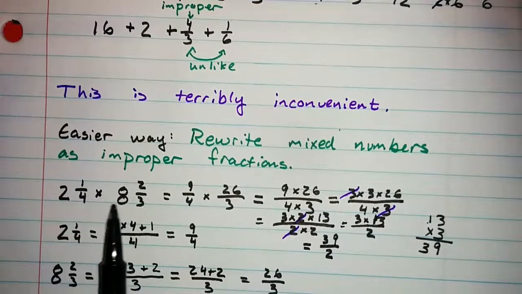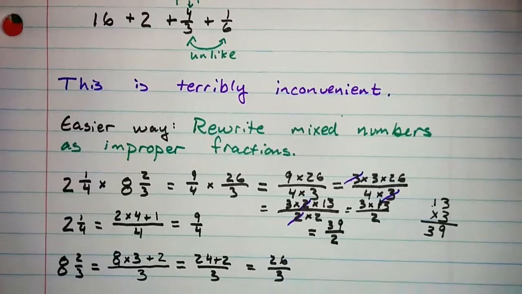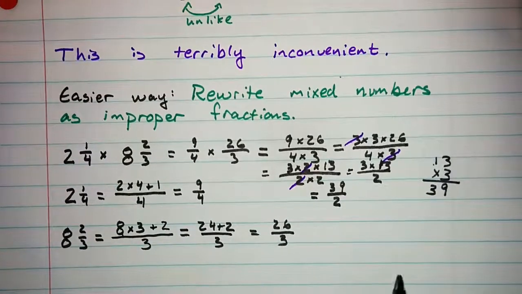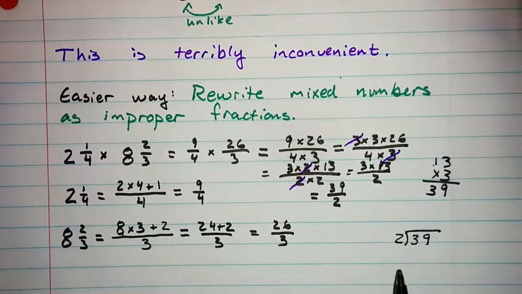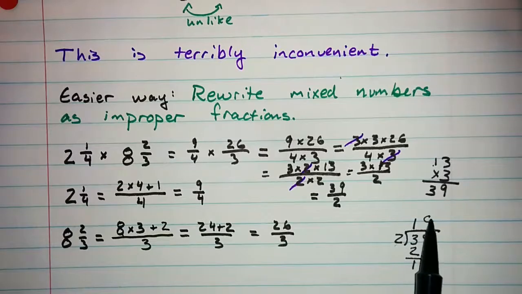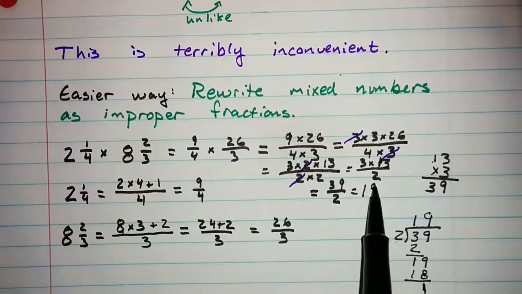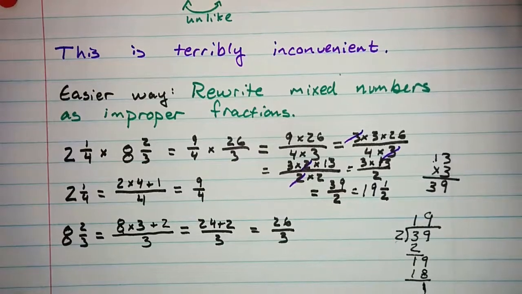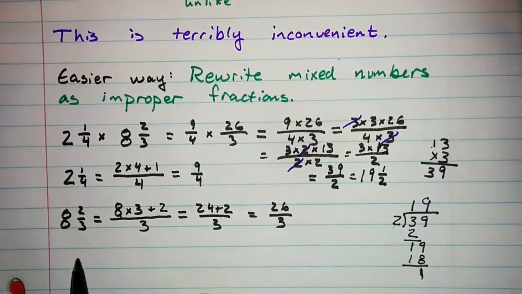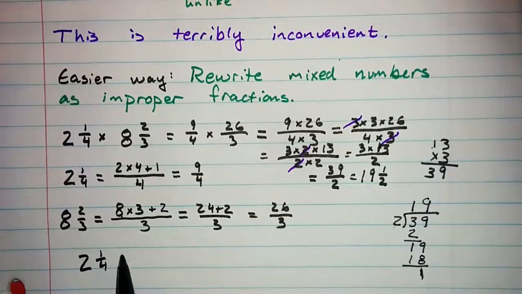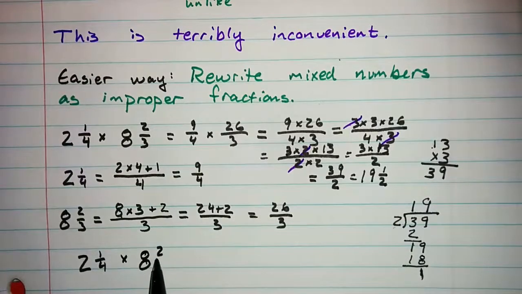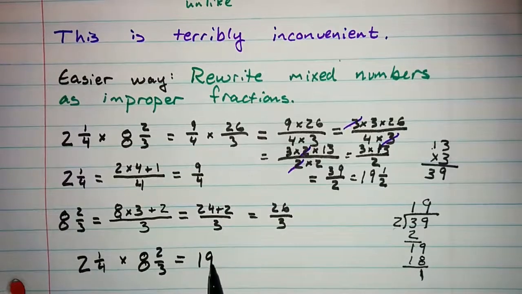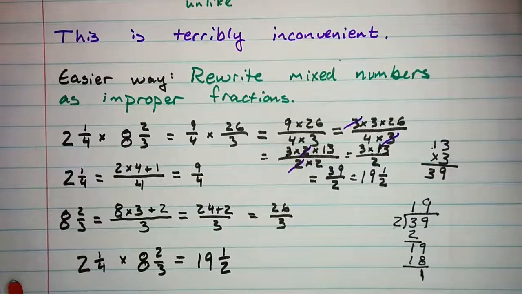And since my problem was given in mixed numbers, I'm going to prefer to answer with a mixed number. So 39 halves. Let's see, 2 goes into 3 once. 2 goes into 19 9 times. 39 halves is 19 and a half. So I found that 2 1/4 times 8 2/3 is 19 and a half.